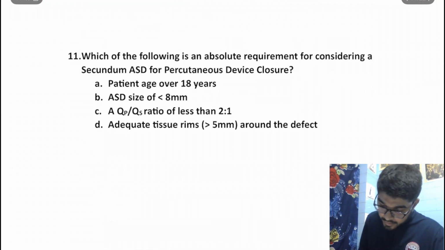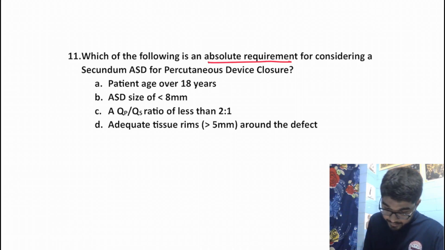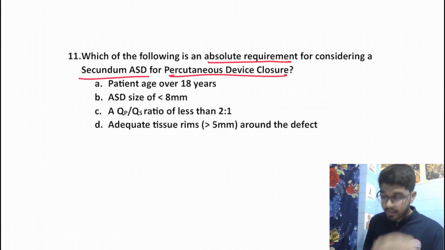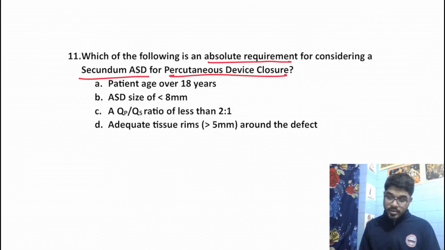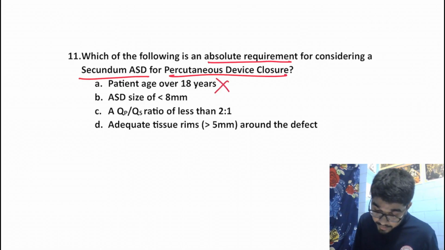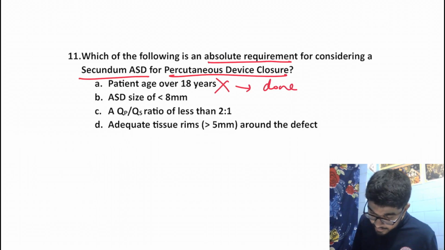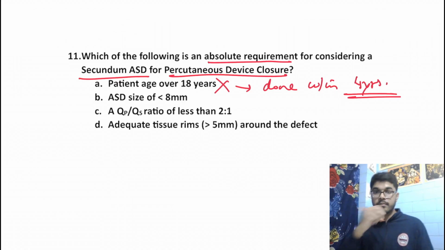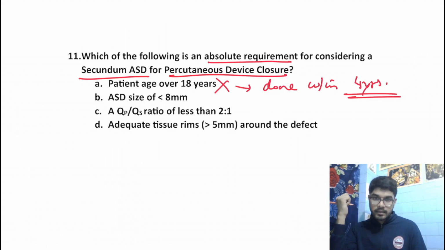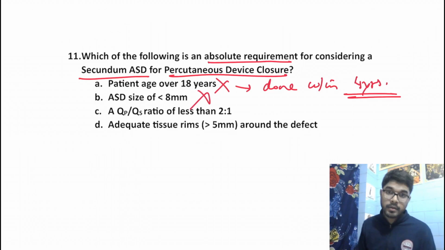Which of the following is an absolute requirement for considering a secundum ASD for percutaneous device closure? The patient age over 18 years, that's a false statement, right? ASD must be corrected within 4 years of age. ASD size of less than 8 millimeters, no, that's a false statement. Below 8 millimeters size, we do not perform surgery.